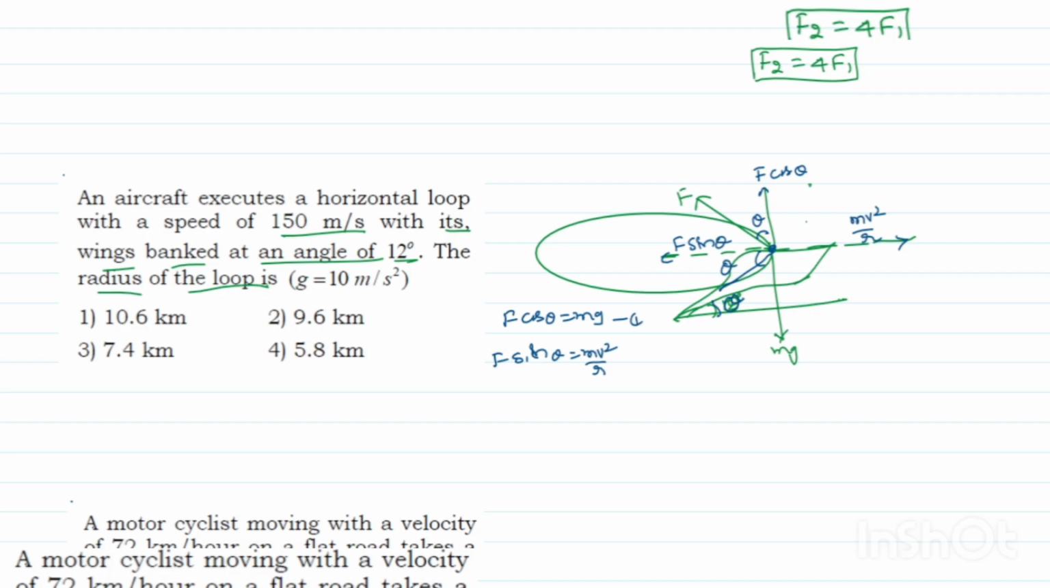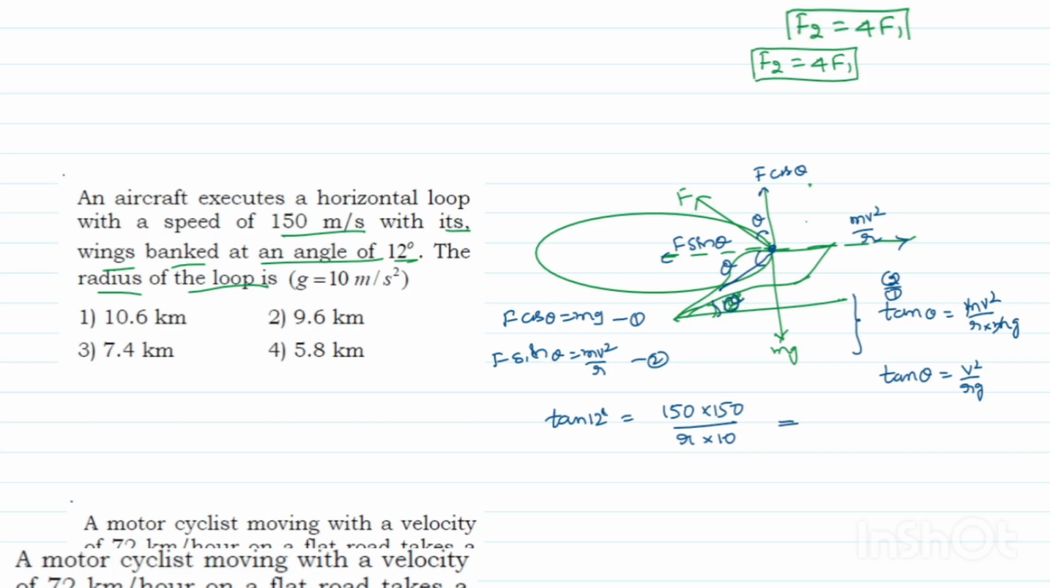So when you are simplifying this, take these as equation 1 and 2. Taking 2 by 1, this is mv square by r by mg, m gets cancelled, so tan theta will be equal to v square by rg. Theta is already given as 12 degrees, so tan 12 degrees will be equal to velocity 150 into 150 by the radius, we need to calculate the radius, into g value, it's given as 10.